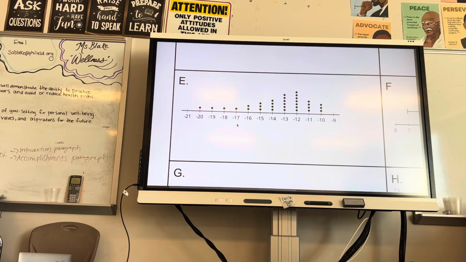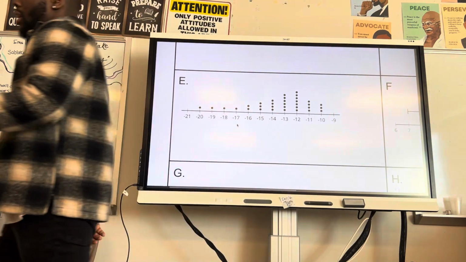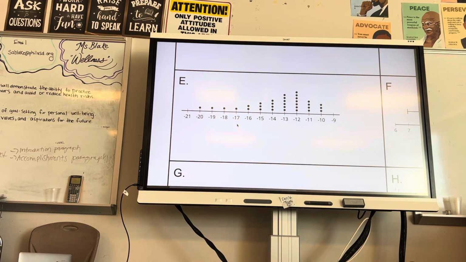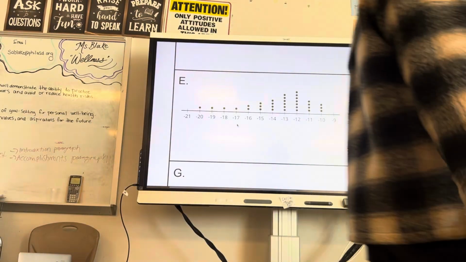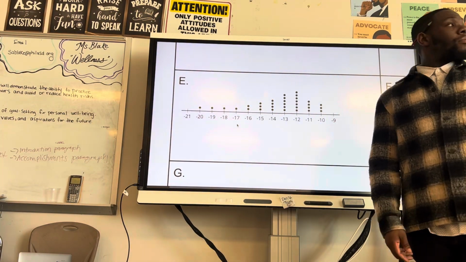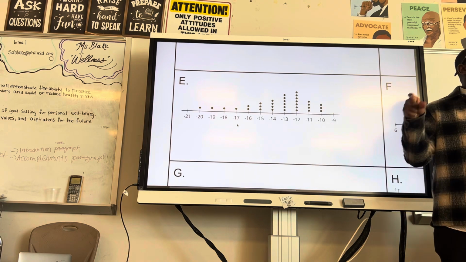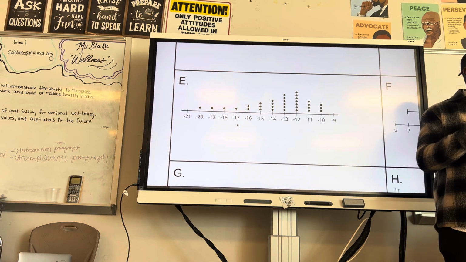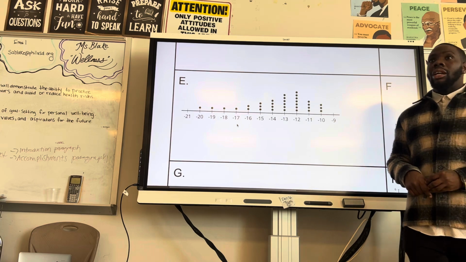That means as the data moves to the left side, what happens? It gets smaller, okay? So we say this is a left skewed data set, or this data set is skewed left. You see what I'm saying? It's almost like what shape? What shape is it close to but not quite?